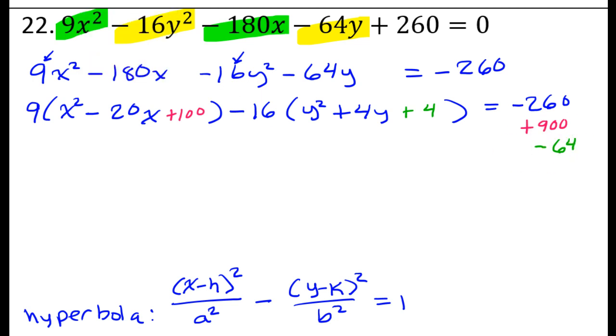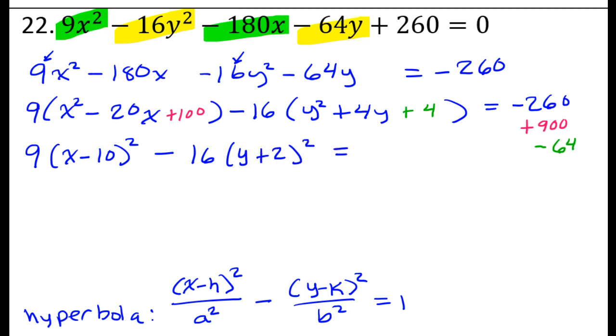Now it's time to factor. So this trinomial will factor as x minus 10 squared. This trinomial will factor as y plus 2 squared. These add up to 576. We need a 1 right here, so that's why I'm going to divide everything by 576.